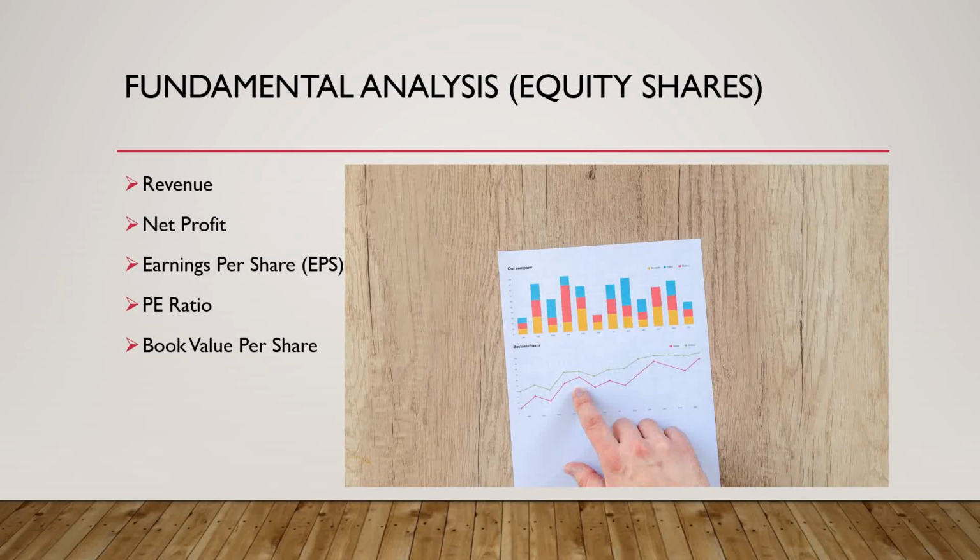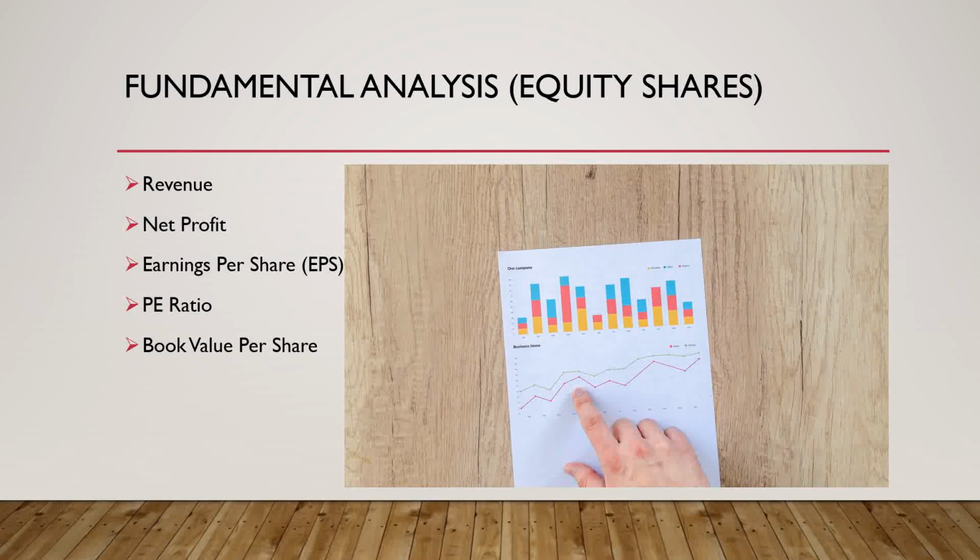When PE ratio is high, the company is seen as overvalued. When the PE ratio is less, the company is seen as undervalued. It is better to invest in a company with low PE ratio.